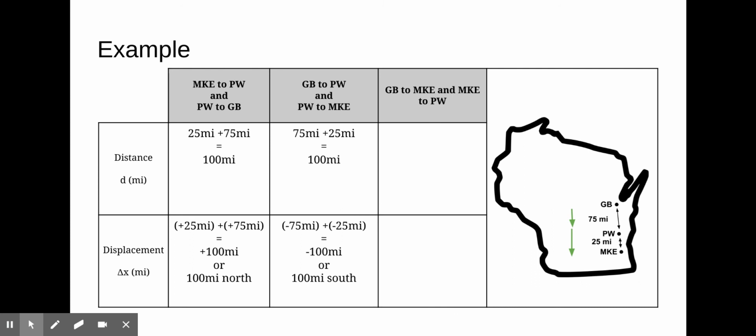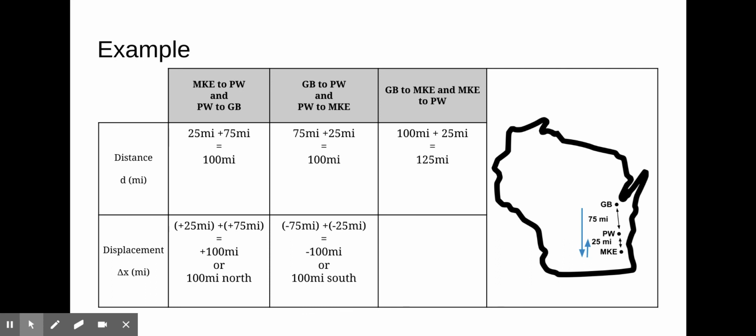And now this last example, this is where we can start to see a difference between distance and displacement. If we go from Green Bay to Milwaukee, and then from Milwaukee to Port Washington, here's what that looks like. Green Bay to Milwaukee is just 100 miles. And then if we go from Milwaukee back to Port Washington, that's another 25 miles. So the total distance that we've traveled is just 125 miles.